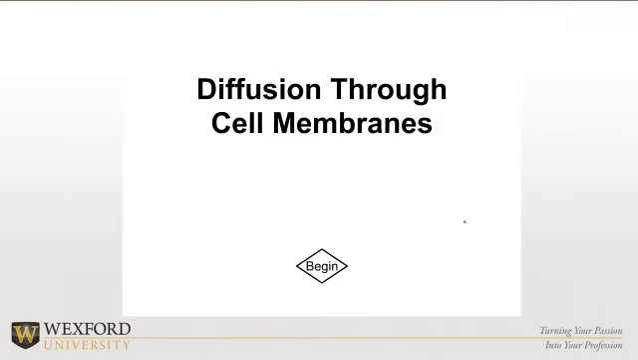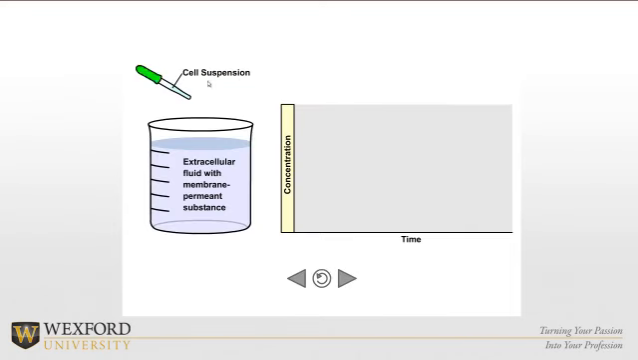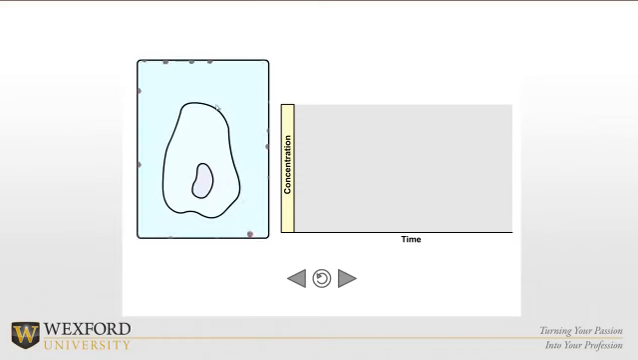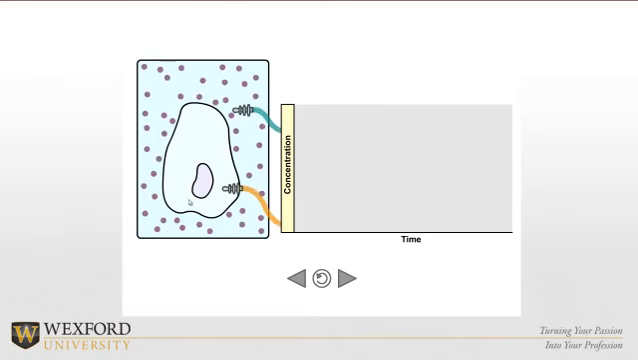So let's give you a little example. It's an interactive thing, so we're going to begin. And here we have, first of all, in this little beaker here, extracellular fluid with membrane-permeating substance. And here we have a suspension of cells. So just in this little dropper here, we have a fluid with a whole bunch of cells in it. So I'm going to drop in a drop of cells, and we're going to zoom in and look at that cell, and here's that plasma membrane, and here's the nucleus, and this nuclear envelope is the nuclear membrane.